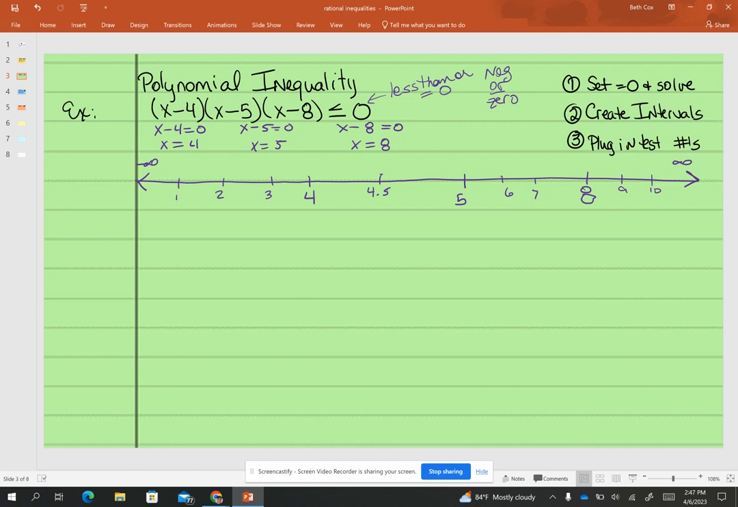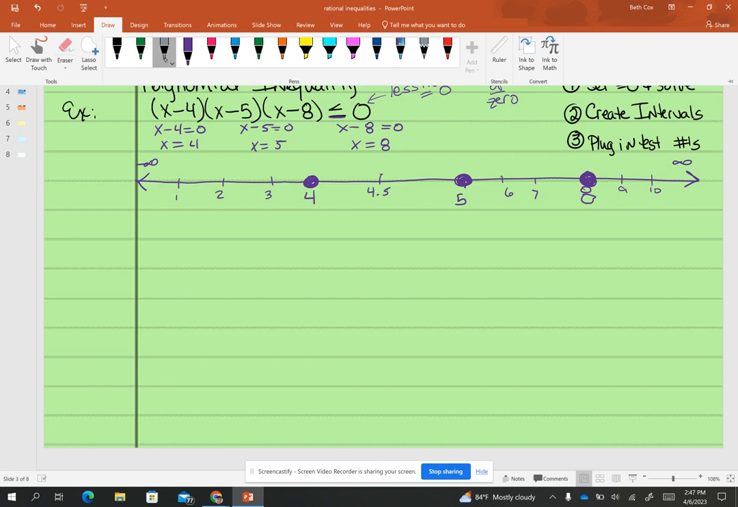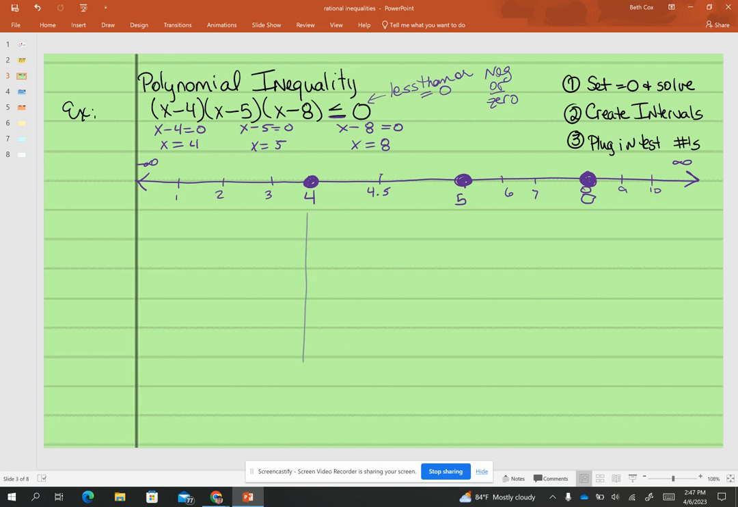Okay, so x equals 4 is an answer because 4 makes my problem equal to 0. 5 makes my problem equal to 0. And 8 makes my problem equal to 0. So those are all answers. They're all colored in. You've got the equal part on our 0. Those are all part of our answers. So now we're going to do our test numbers. We have 4 sections.